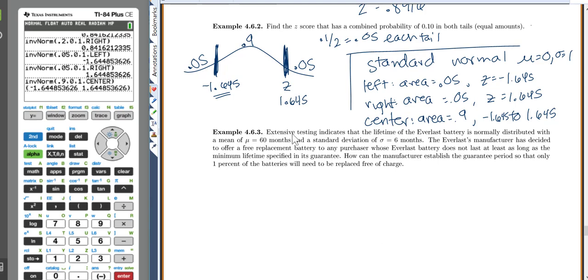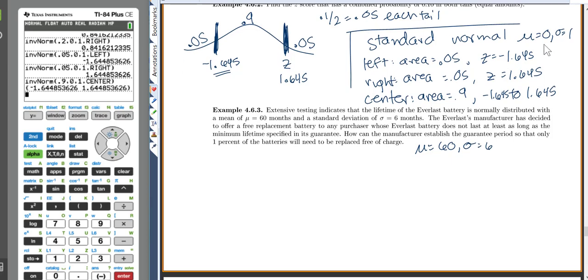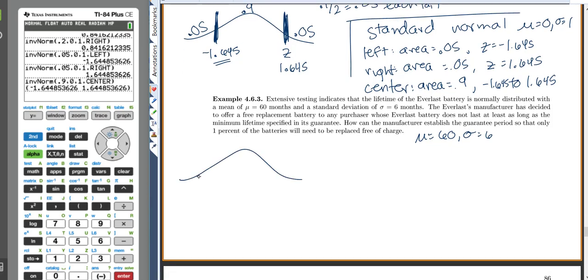Let's see, our next example. Extensive testing indicates the lifetime of an Everlast battery is normally distributed with a mean of 60, standard deviation of 6. So mu equals 60, sigma equals 6. The manufacturer has decided to offer a free replacement battery to any purchaser whose battery doesn't last as long as it should. How can the manufacturer establish the guarantee period so they only have to replace 1% of their batteries? So it's saying we want to figure out what's the bottom 1%. So 0.01 for the bottom. And we want to figure out which x value this is that splits it into 1% in the bottom.